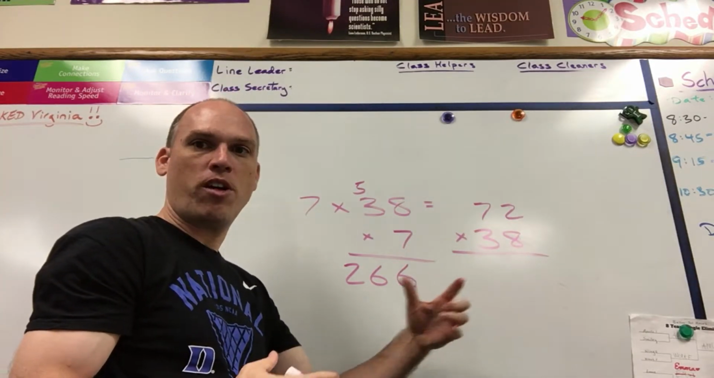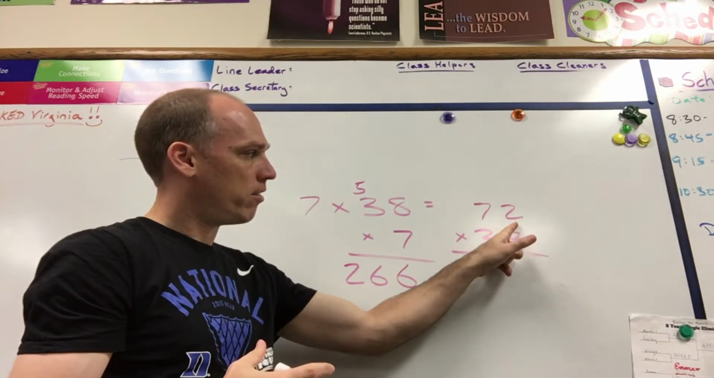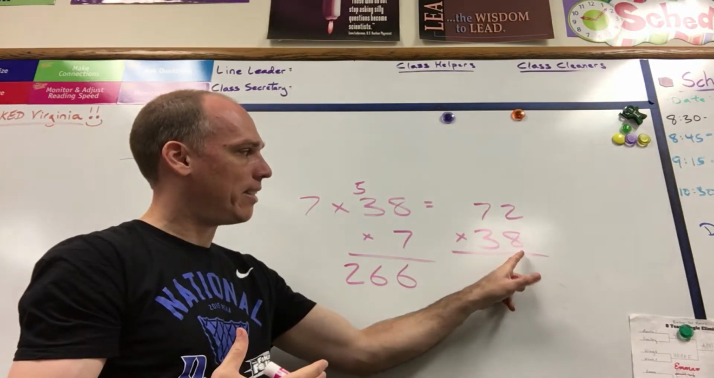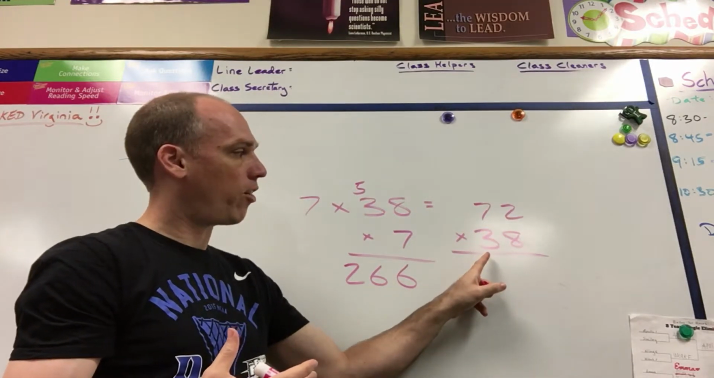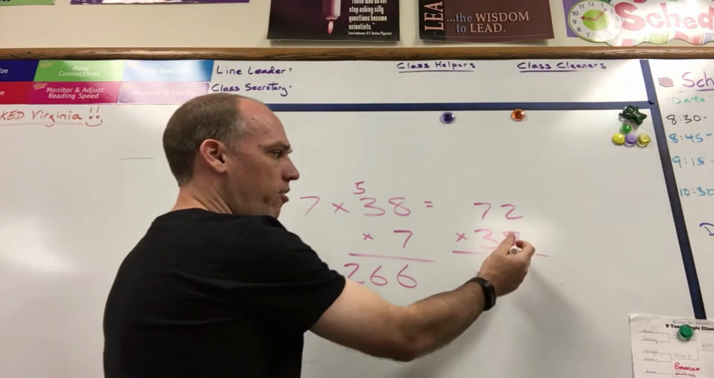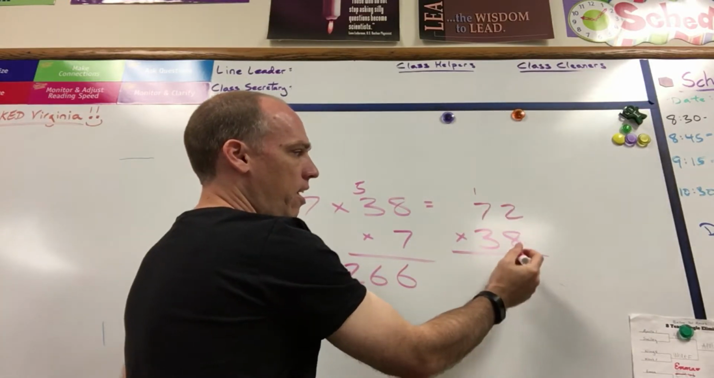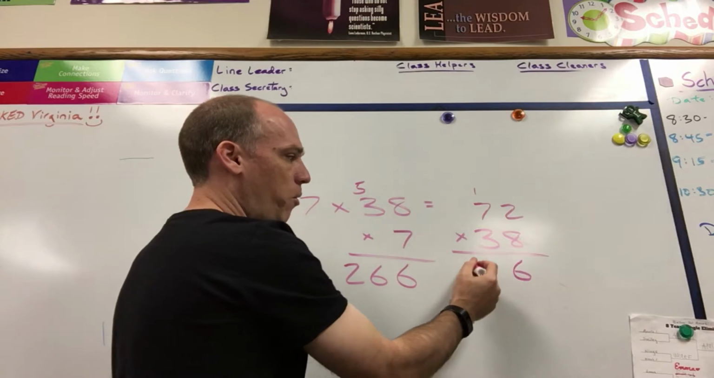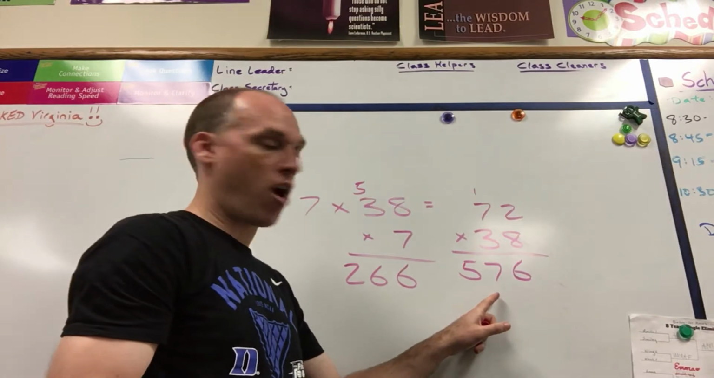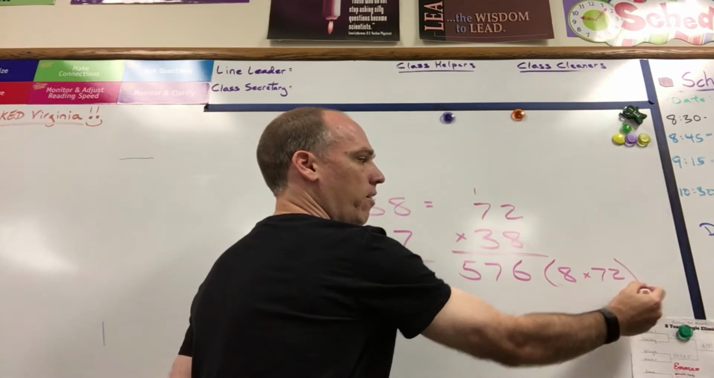We're going to do 38 times 2 and 38 times 70 and add them together, or we're going to do 8 times 72 and 30 times 72 and add them together, right, and using our shorthand method. So 8 times 2 is 16 plus 1. 8 times 7 is 56, plus the 1 is 57. So 576 comes from multiplying 8 times 72.